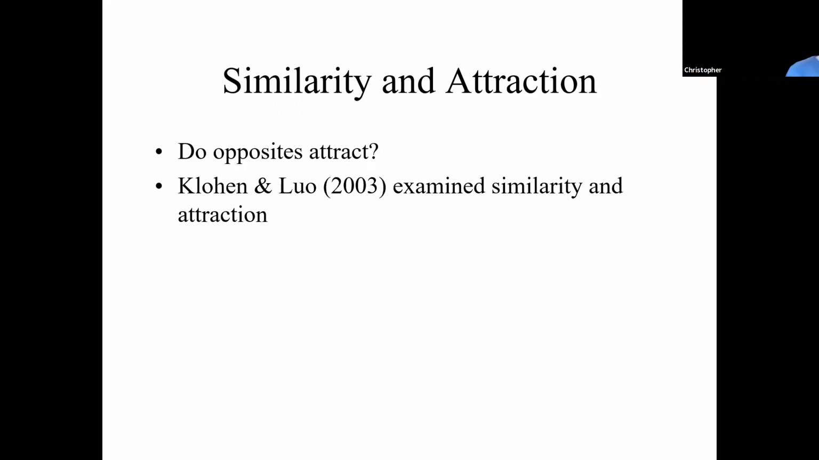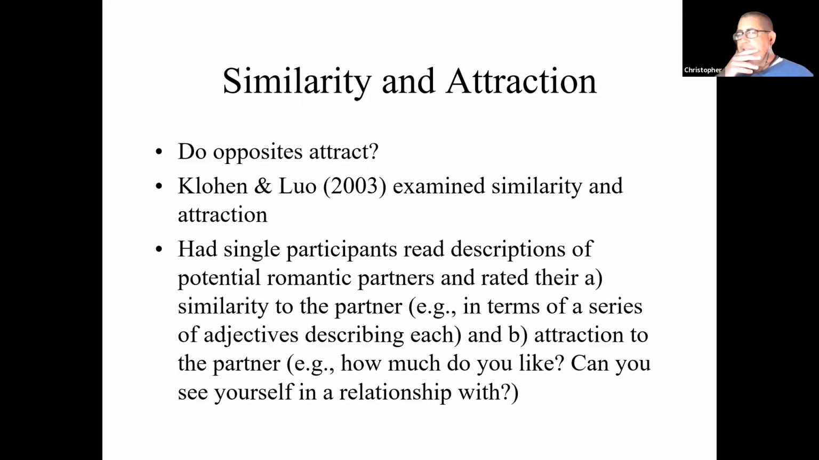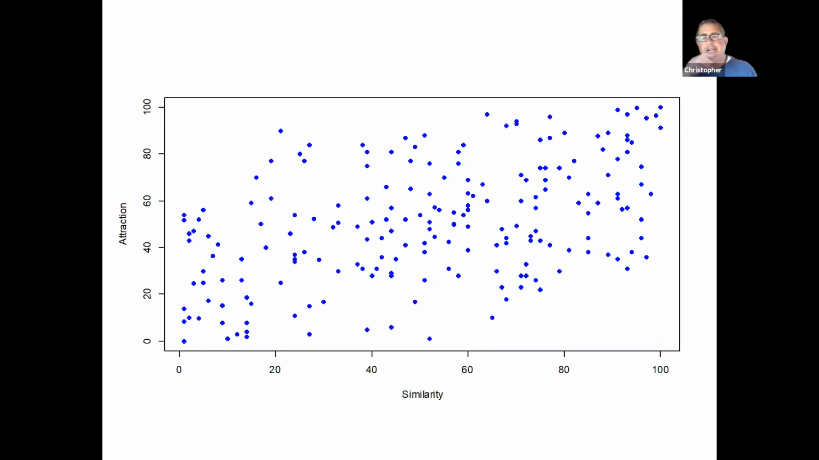So the authors of this study examined similarity and attraction. They had participants read descriptions of potential romantic partners and had them rate how similar they felt to that partner and how attracted they felt to that partner. And here's what their data look like. Probably a little bit easier when we take a look at our regression line. We can see based on the regression line that similarity is related to attraction. So you're more likely to be attracted to someone who you're more similar to. So opposites appear not to attract.